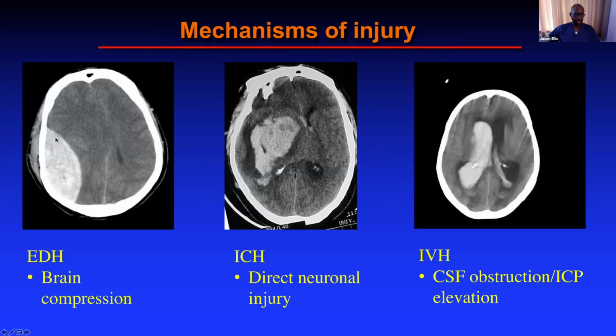Again, the epidural hematoma causing deformation of the brain surface and compression. The intracerebral hemorrhage causing direct nerve damage within the substance of the brain. The intraventricular hemorrhage causing obstruction of cerebrospinal fluid flow and can elevate intracranial pressures very quickly because of that lack of normal flow.